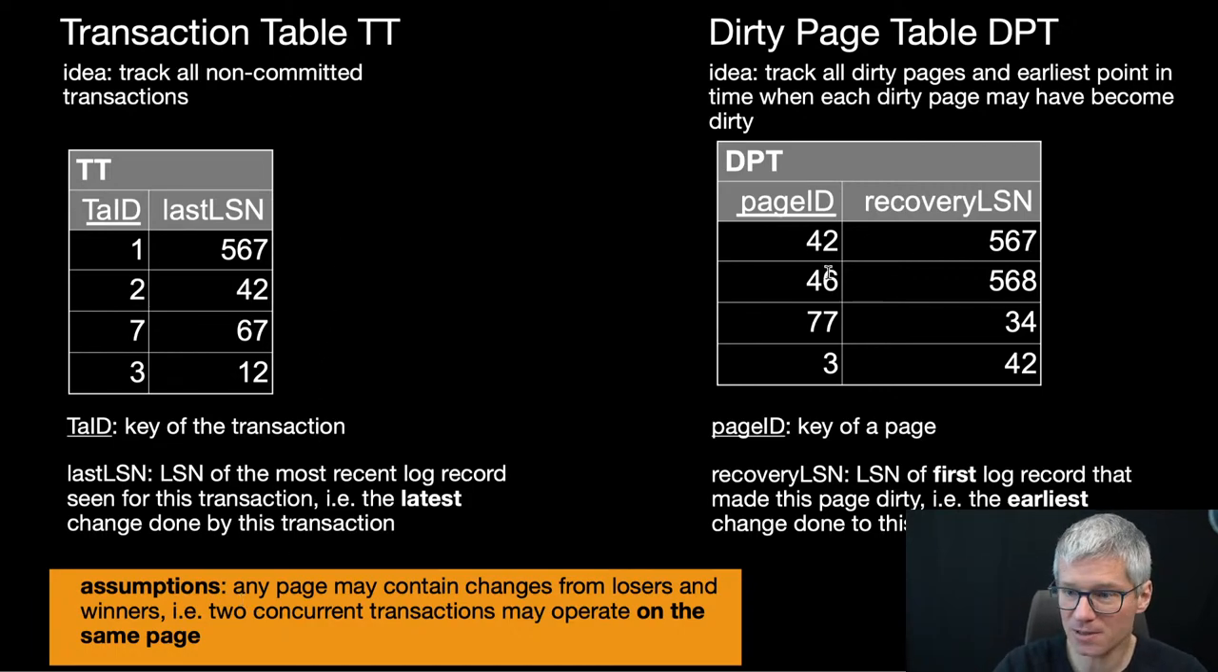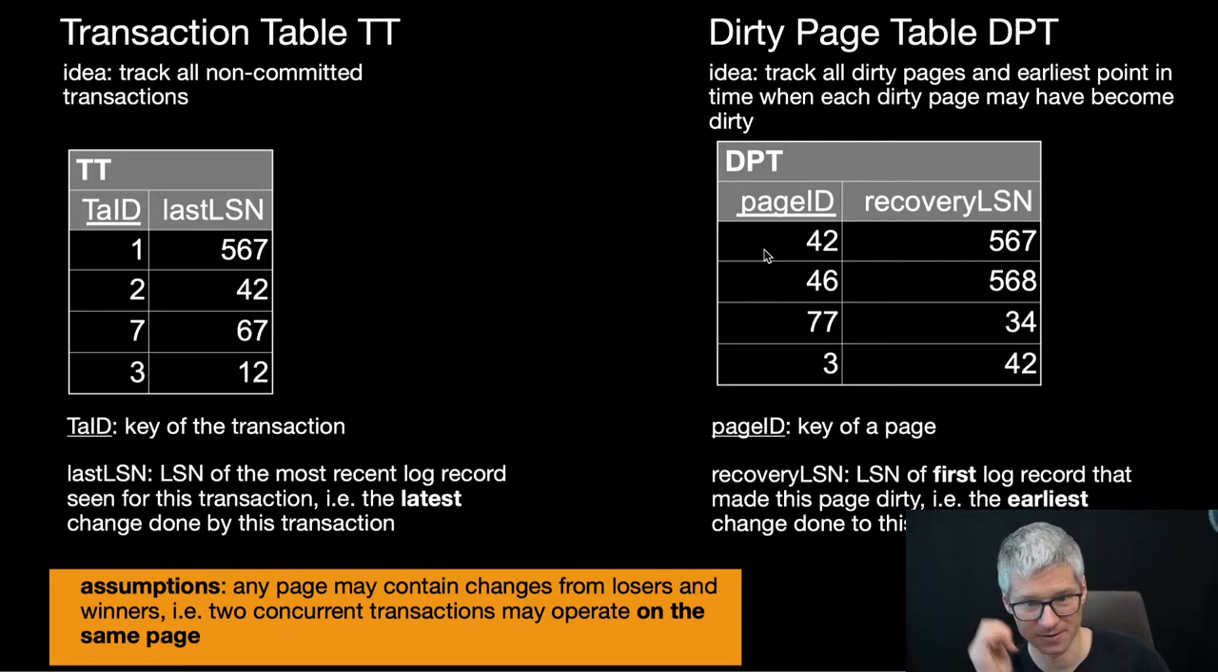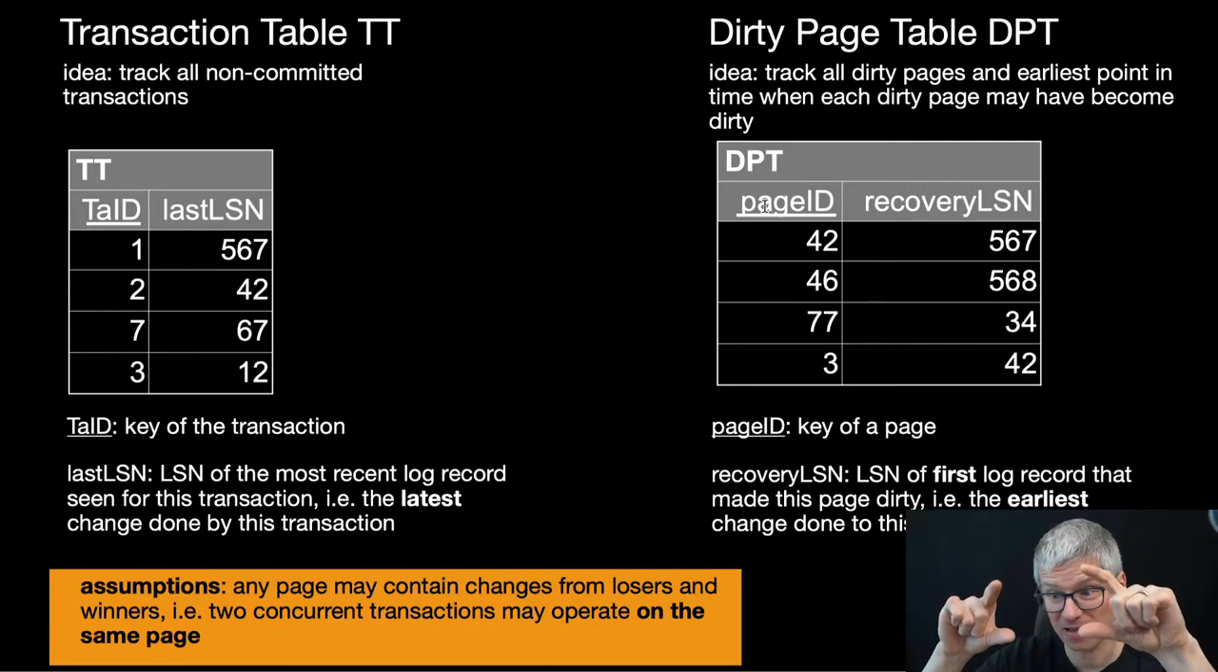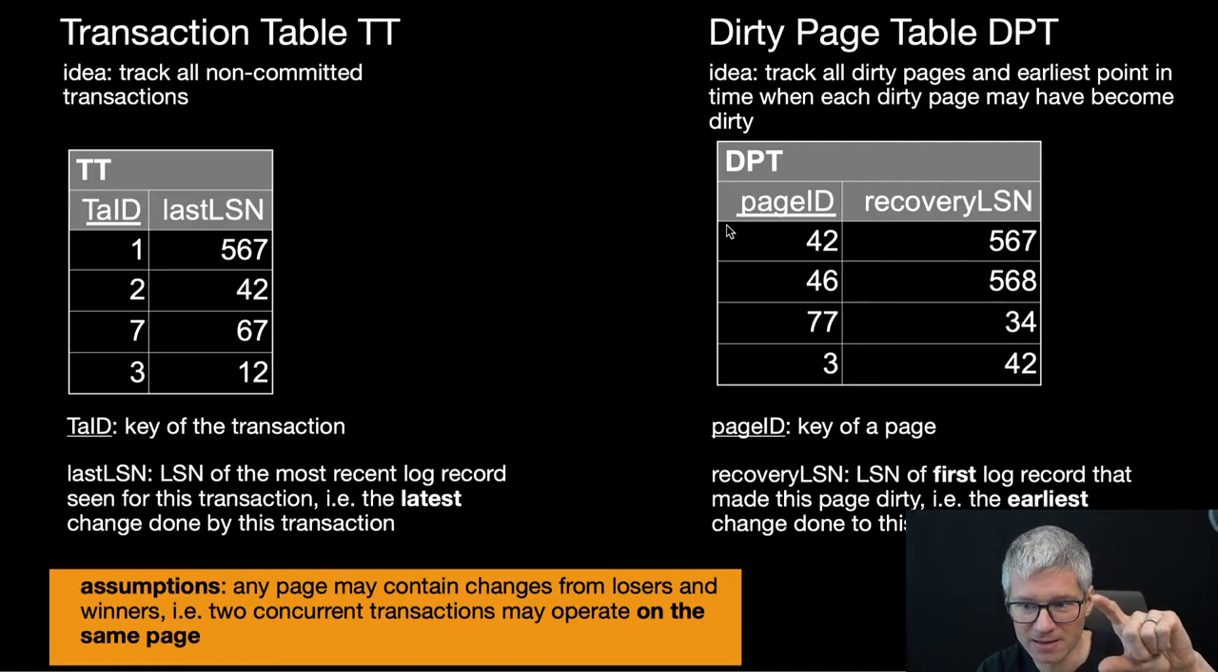Then the other structure is the dirty page table. That works slightly differently. The dirty page table semantically tracks pages that may have changes that didn't make it to the database store yet. Whenever you touch a page and change something, it becomes a dirty page if you don't write it back to disk. If you did the change in the database buffer, it's a dirty page, and at that point in time you will create an entry in the dirty page table. You keep the page ID, a unique ID for each page in the database system, and the LSN, the log sequence number of the log record that triggered that in the first place. That is the reason for this page becoming dirty.